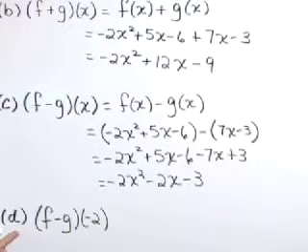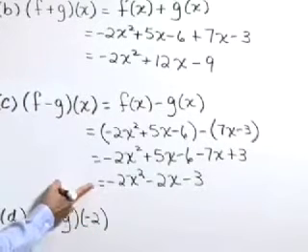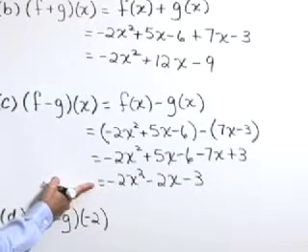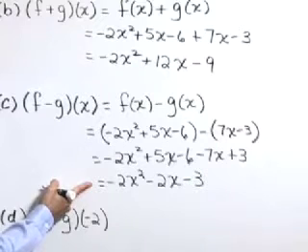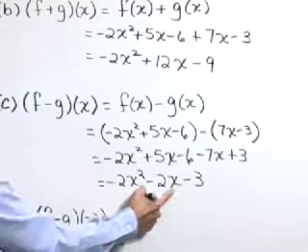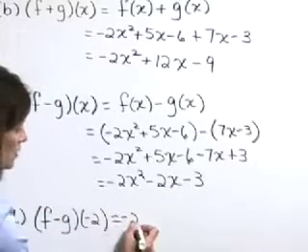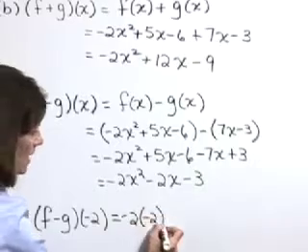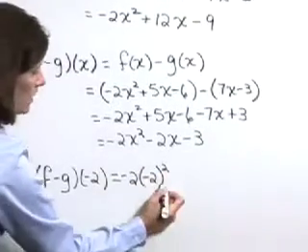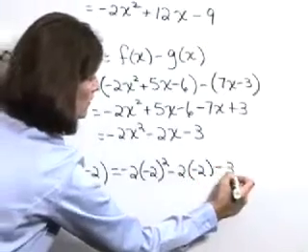Lastly, in part D, we wish to find f minus g of negative 2. So I'm going to use the result from part C where we found f minus g of x and substitute negative 2 in for x in that function. So we have a negative 2 times a negative 2 quantity squared minus 2 times negative 2 and minus 3.